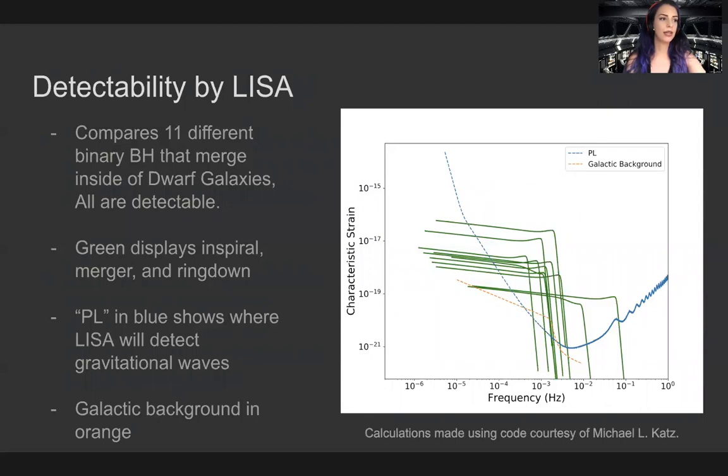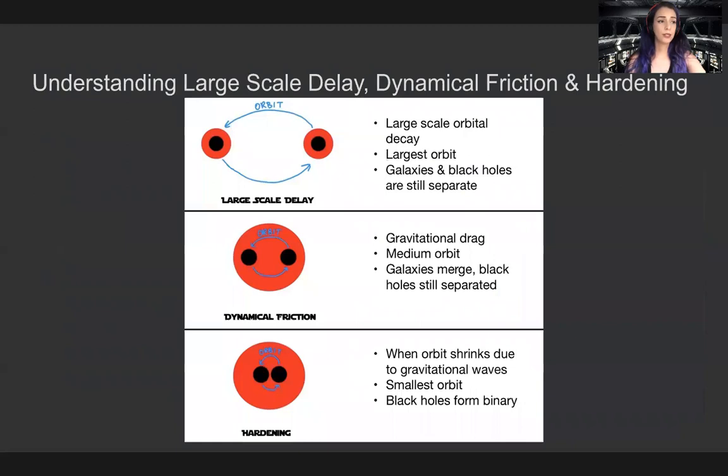The dashed blue line tells us where LISA will be able to detect the gravitational waves, and the orange dashed line shows us the galactic background. But before we see some results, let's spend some time understanding large-scale delay, dynamical friction, and hardening.